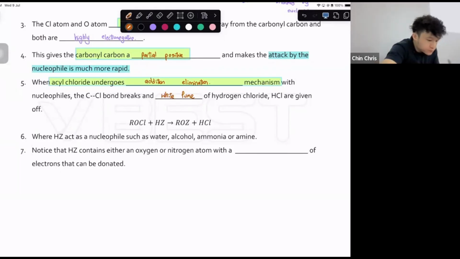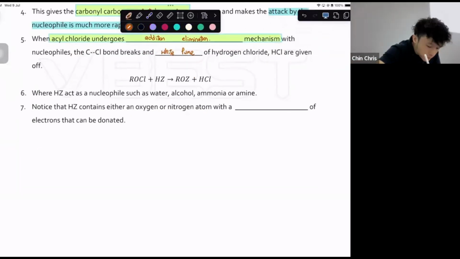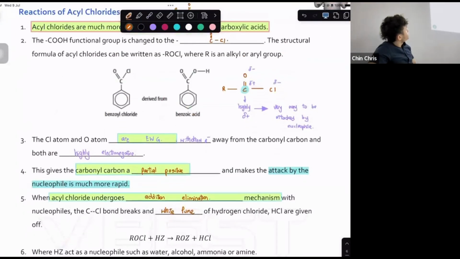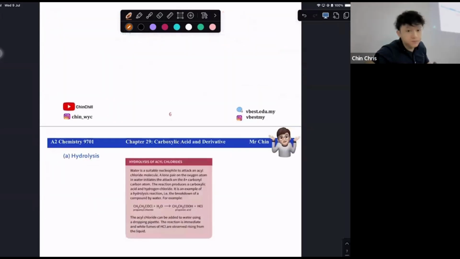Next, where HG is a nucleophile such as water or alcohol, I will talk about it later. Your nucleophile will always have a lone pair. All this part I'll talk about later. Alright guys, once done, next page.